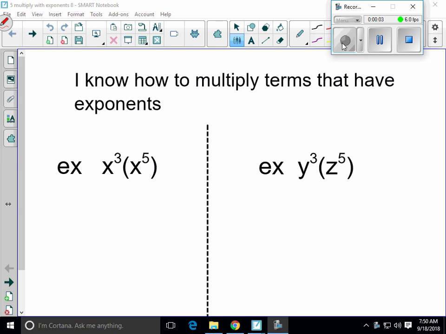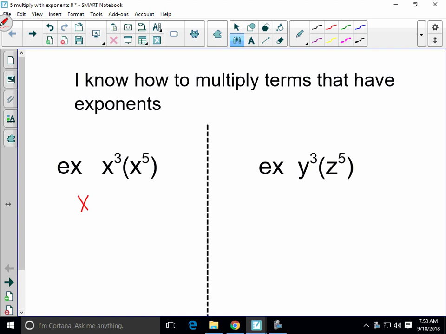Our goal for today is to know how to multiply terms that have exponents. I made up this example on the left, actually two examples, just so you can see the idea behind it before we get into it. If I have x to the third, that means x times x times x if I expand it. And if I have x to the fifth, that means 1, 2, 3, 4, 5, x times itself 5 times.